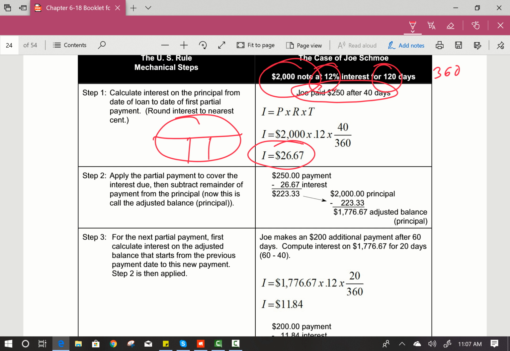So that means I can credit this account for $223.33. So I'm going to subtract that from the amount of my original principal, the amount that I originally borrowed from the bank, and that leaves my adjusted balance of $1,776.67. Let's continue that process and start with that new adjusted balance.